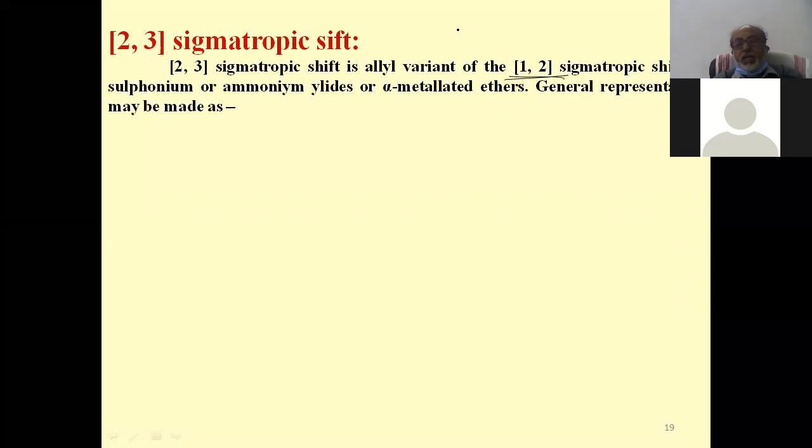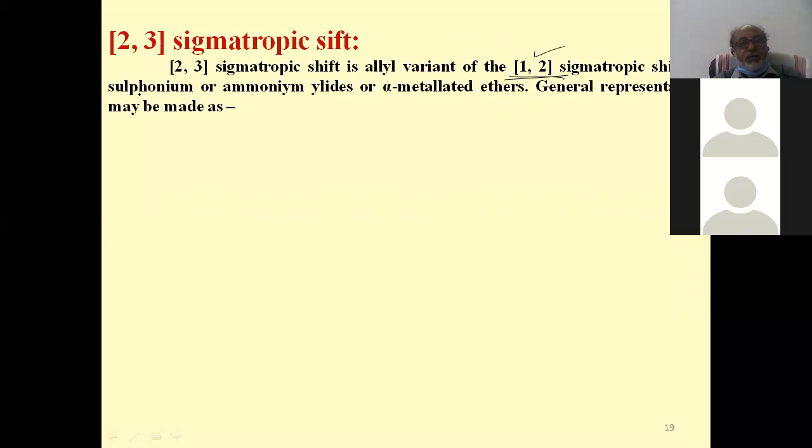All those rearrangements like the Wagner-Meerwein rearrangement and other things that we have had in the first semester or second semester, or that you have also studied in BSc, are all 1,2 sigmatropic shifts. Of sulfonium or ammonium ylides, or alpha metallated ethers, general representation given as B.